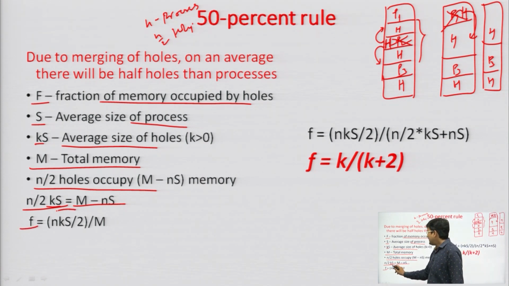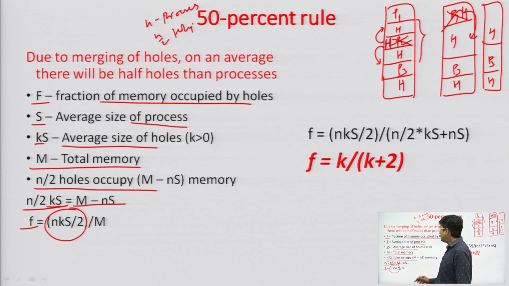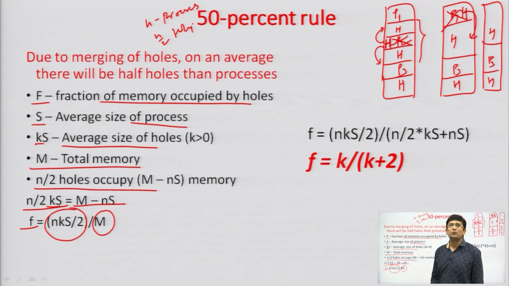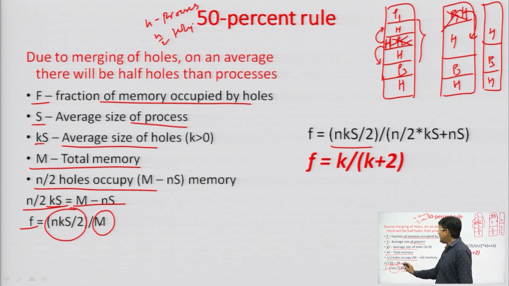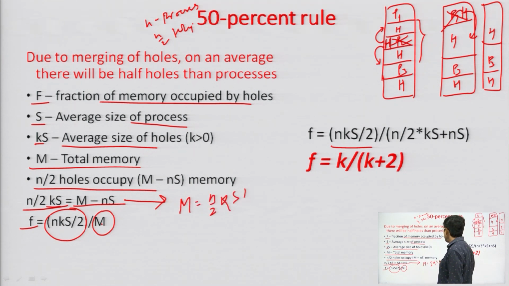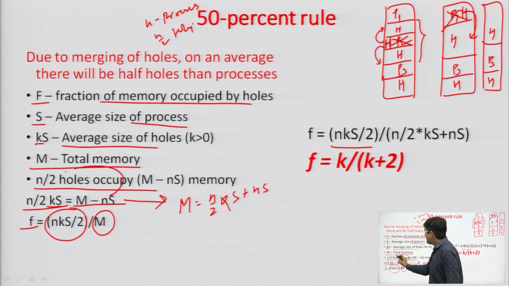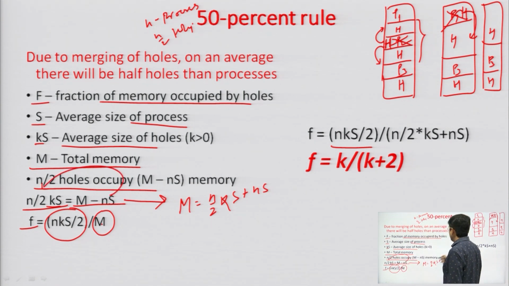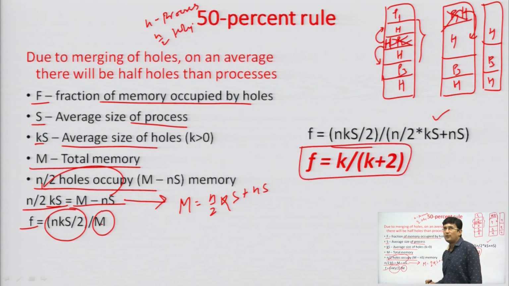This will be nks by 2, the memory occupied by the holes, divided by m, the total memory. So this equals nks divided by 2, and we are replacing this m by this. Let us say m equals n by 2 ks plus ns. We are bringing this part to the left-hand side. So this m has been replaced by this. If you take n and s out, they will cancel out and you remain with f equals k upon k plus 2.